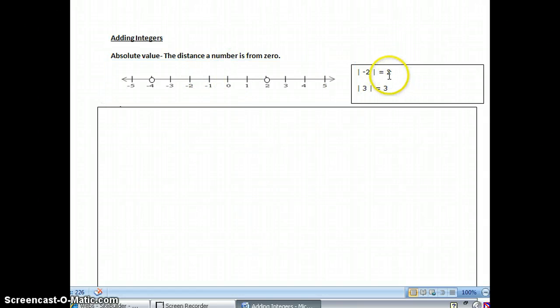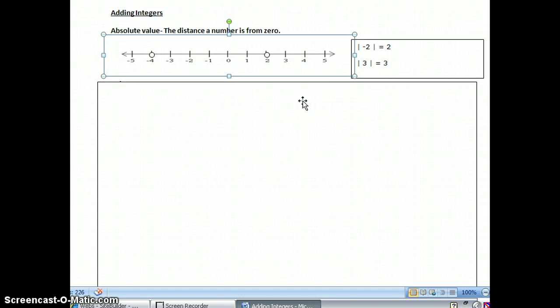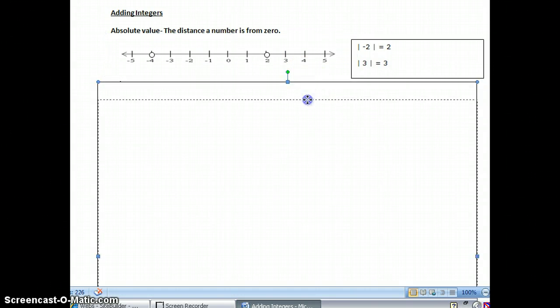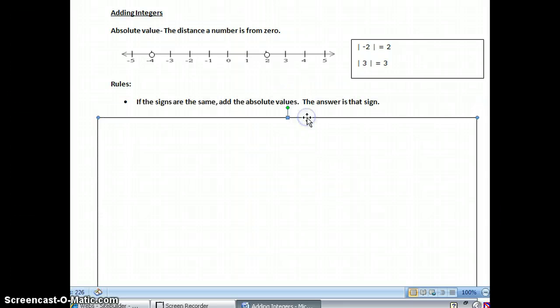Absolute value is written like this. It's those little goalpost thingies. Absolute value of -2 is 2. Absolute value of 3 is 3. Basically what you're doing is just leaving the sign off of it. Okay, again, pretty simple by itself, but some rules for adding integers.